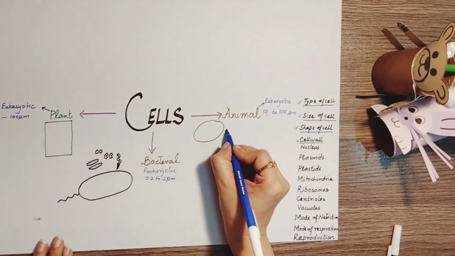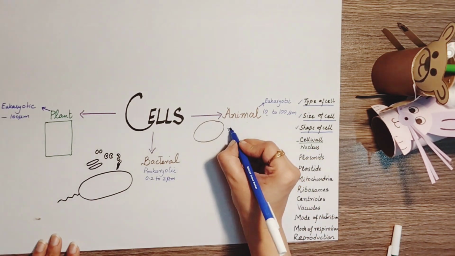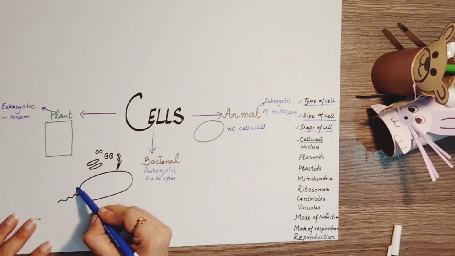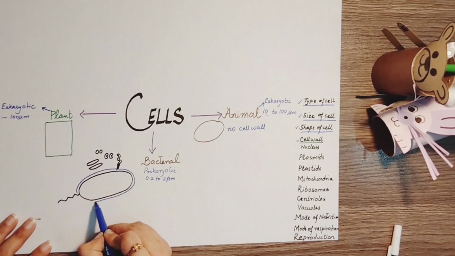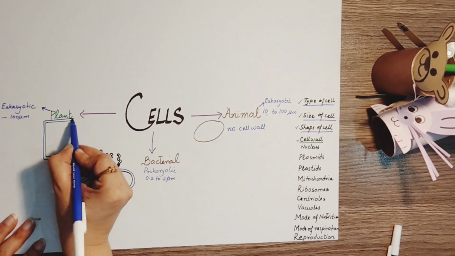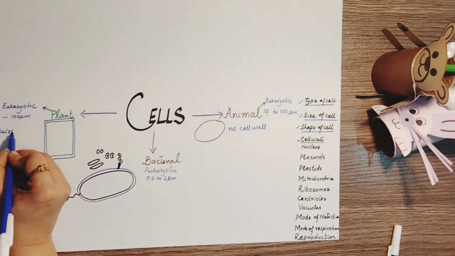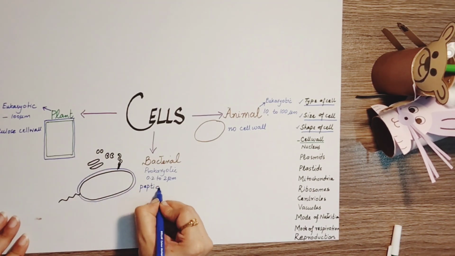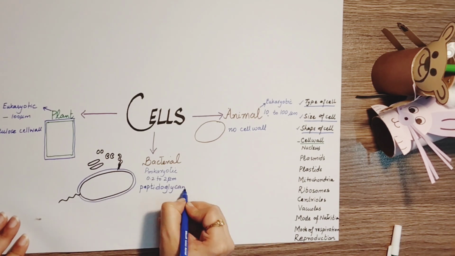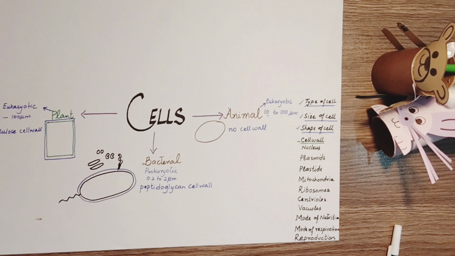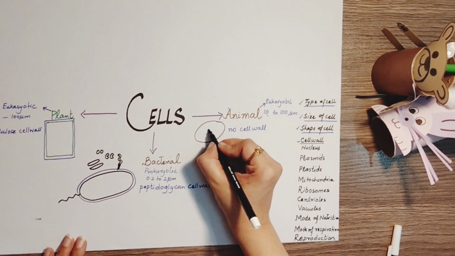Now let's talk about their cell wall. Animal cells do not have a cell wall, whereas plant cells do have a cell wall, and bacterial cells also have a cell wall. When we talk about the cell wall of plant cell, it is made up of cellulose. And when we talk about the cell wall of bacterial cell, it is made up of peptidoglycan. We are not discussing fungi here, whereas in fungi, the cell wall is made up of chitin.